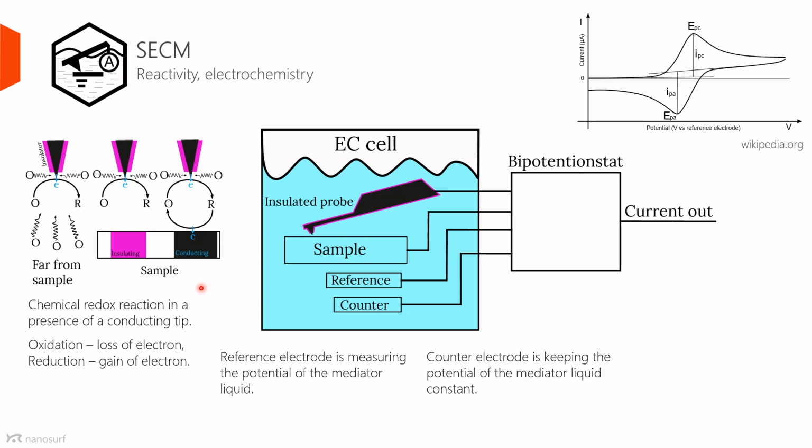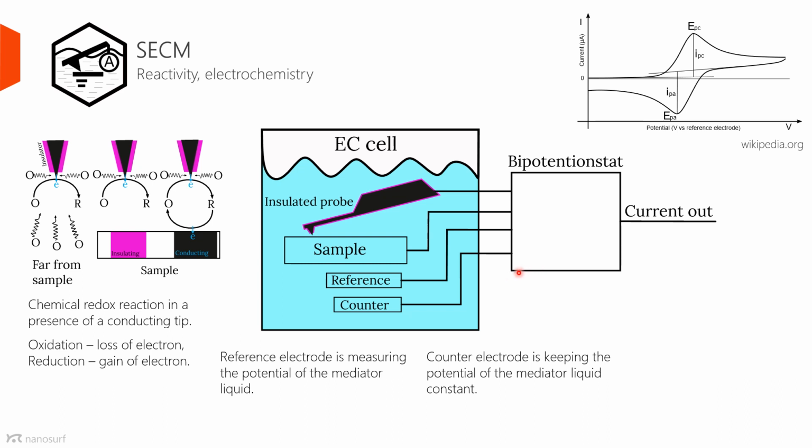The reduction reaction is a gain of an electron by an oxidant, and the oxidation is a loss of an electron by a reducing agent. A crucial part of the SECM is the electrochemical cell, which consists of a closed volume in which the chemical reaction is taking place. There are several electrical connections from this volume to the outside. These connections lead to a device called a bipotentiostat. This device allows for the electrical control and measurement of the reaction.